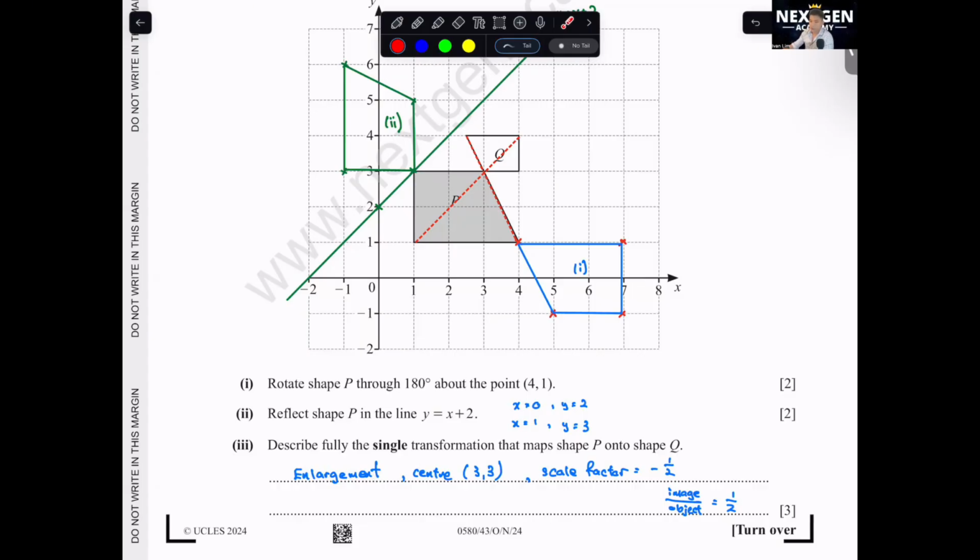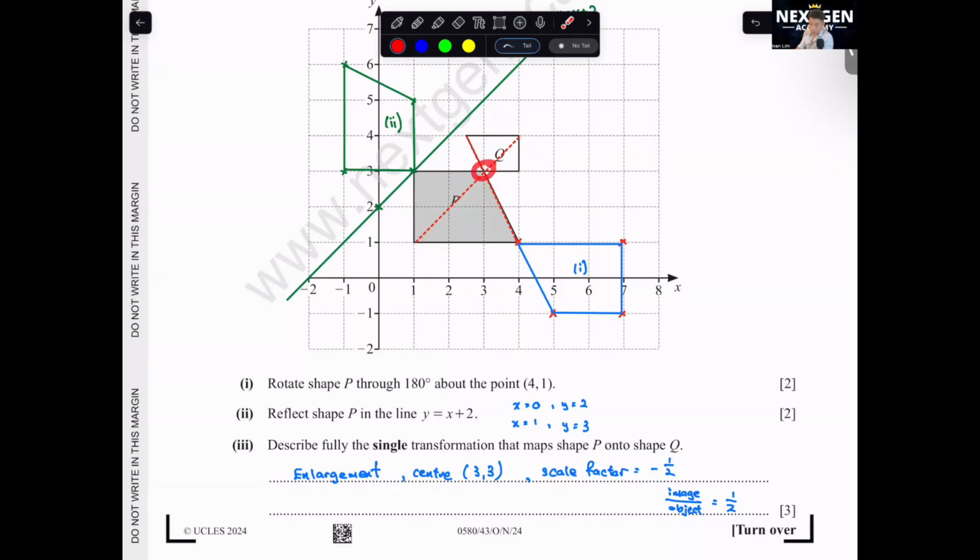Okay, number 2, any question? If no question, you can just type a 2 in the chat. Okay, good. Why is the scale factor negative 0.5? Because you see, this is the center. No, not negative 2. I'll explain again. P onto shape Q. This is called your image. This is your original one.